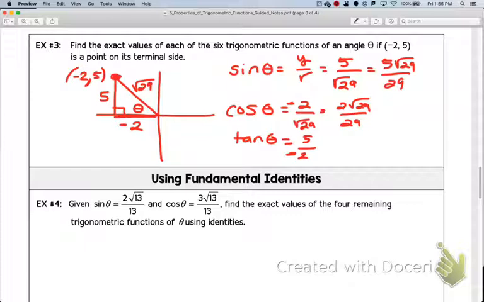Okay, so now let's do the reciprocals of those. And I'm running out of space. I can go over here.